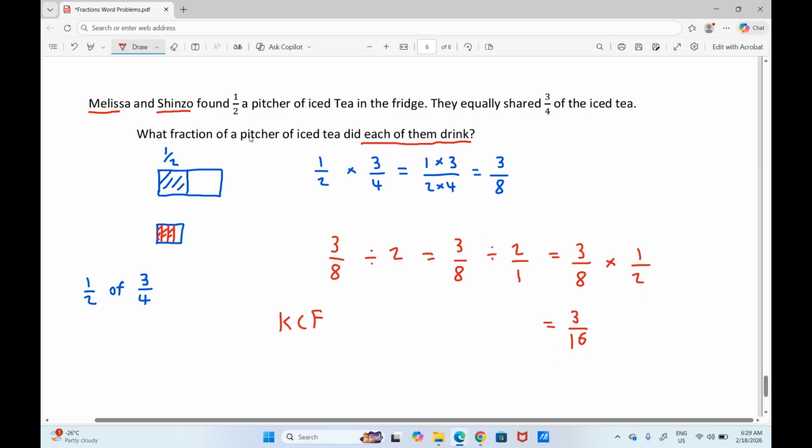So when I ask what fraction of a pitcher of iced tea did each of them drink, I would say each person drank 3/16 of the iced tea.